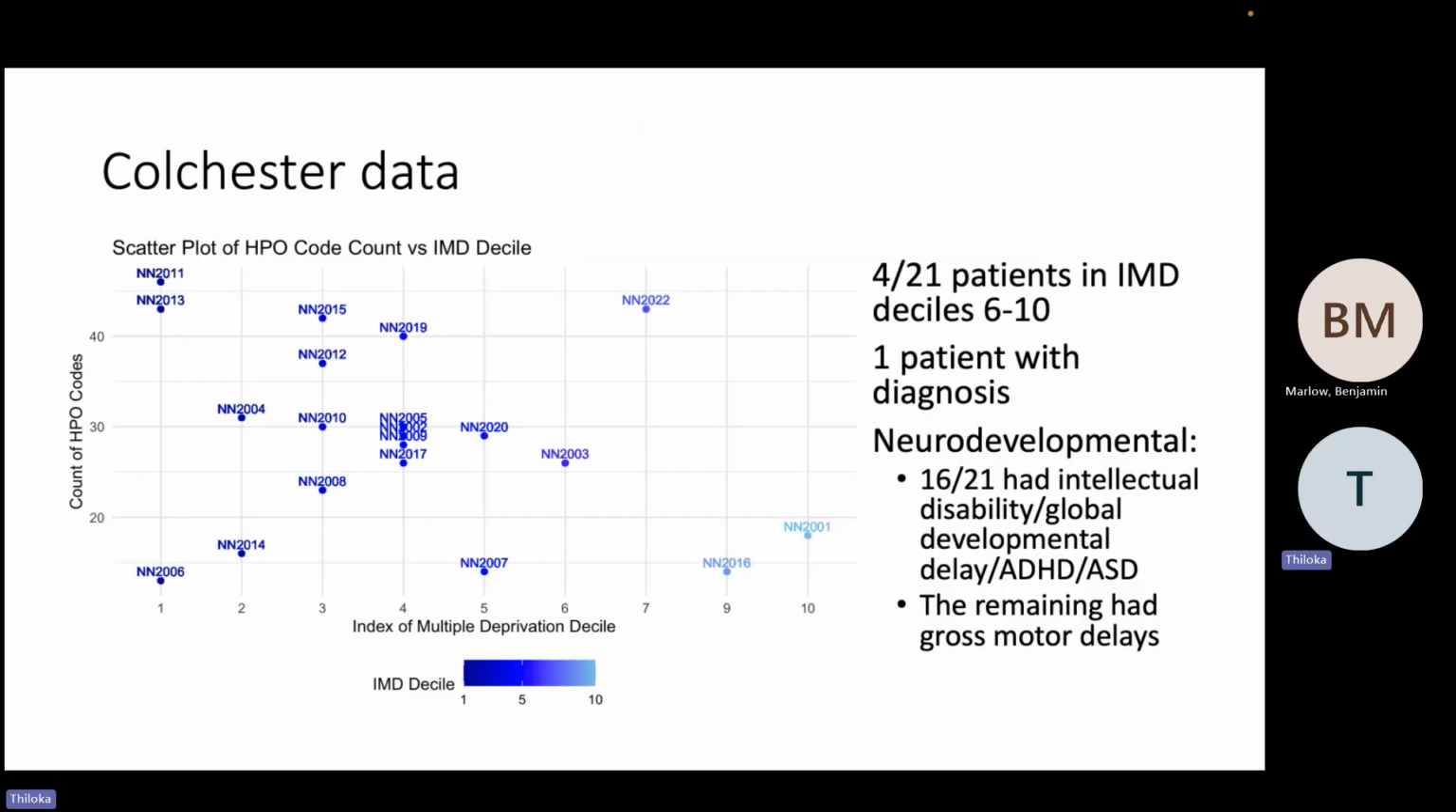I should explain that the graph here shows the count of HPO codes by the index of multiple deprivation, where 1 is the most deprived area and 10 is the least. Maybe there might be a little bit of a correlation, but again, it's too few data points for us to perform any statistics on this.